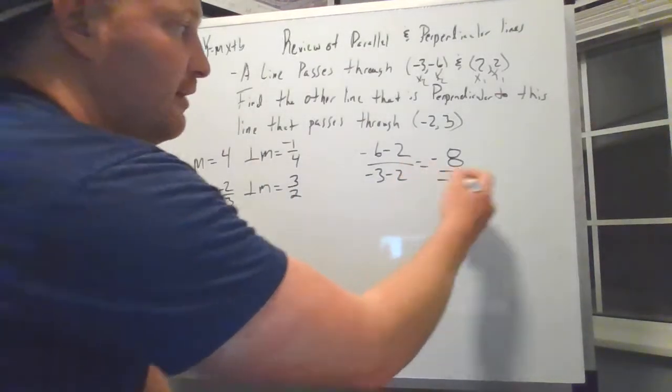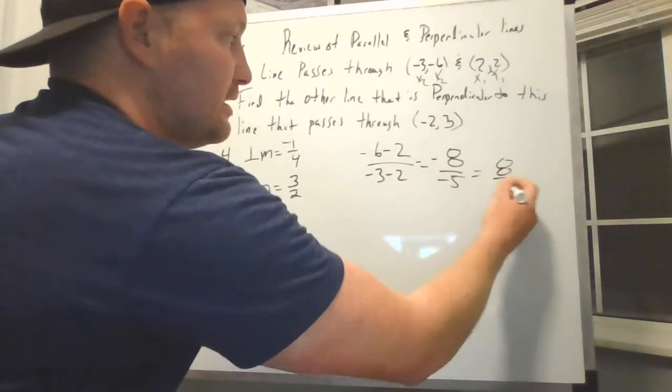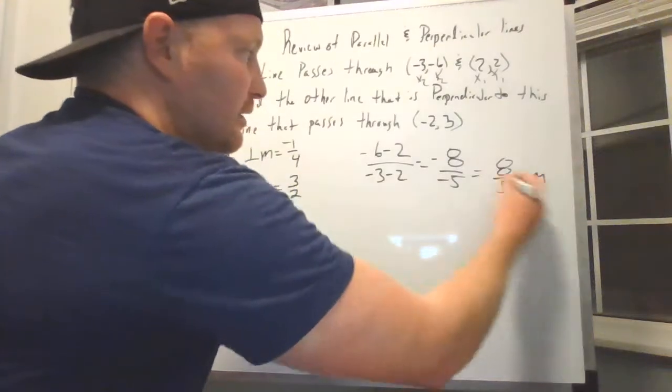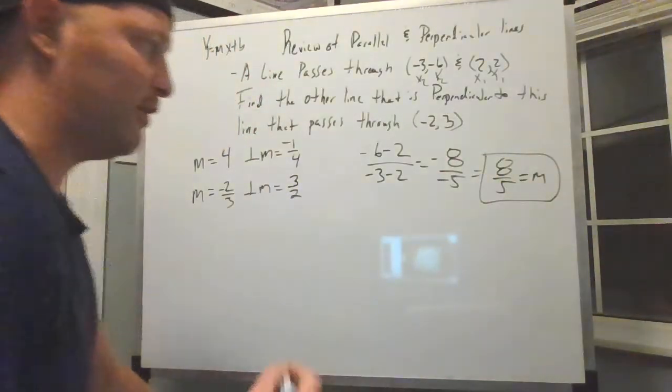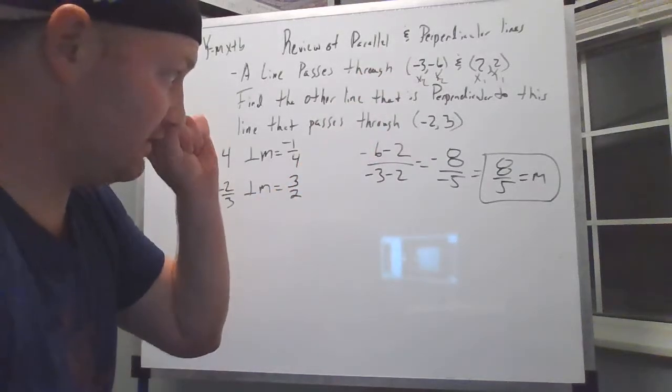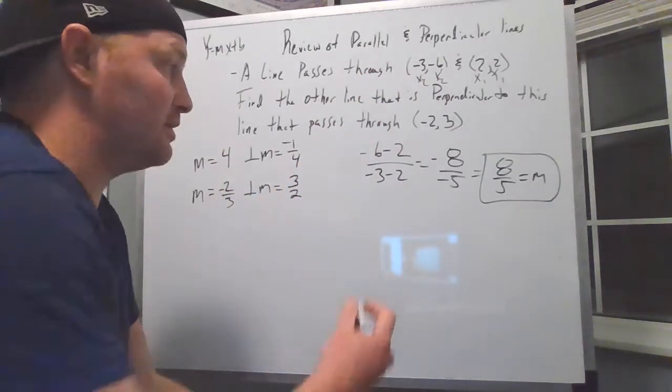So negative 8 over negative 5 becomes 8/5. Okay, so that is the slope of this line. I tried to avoid fractions for this example, but who cares? It is what it is. We got to find the equation of this line.